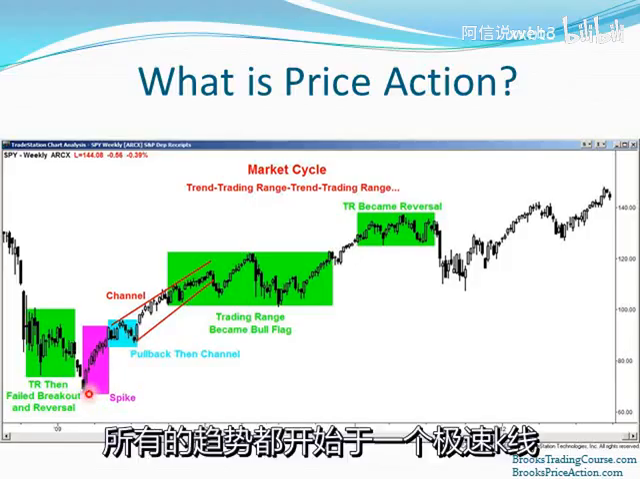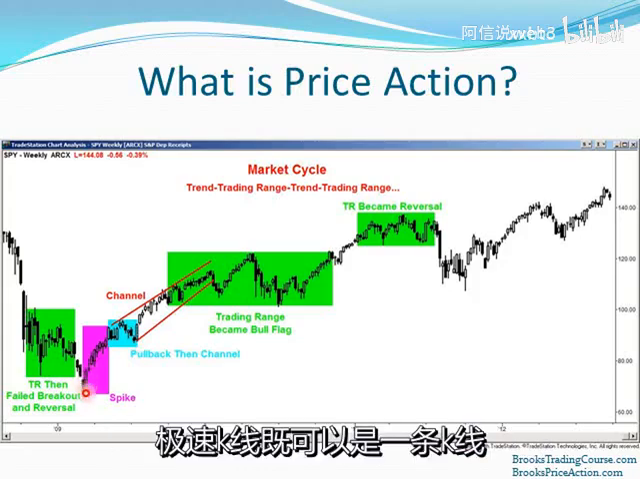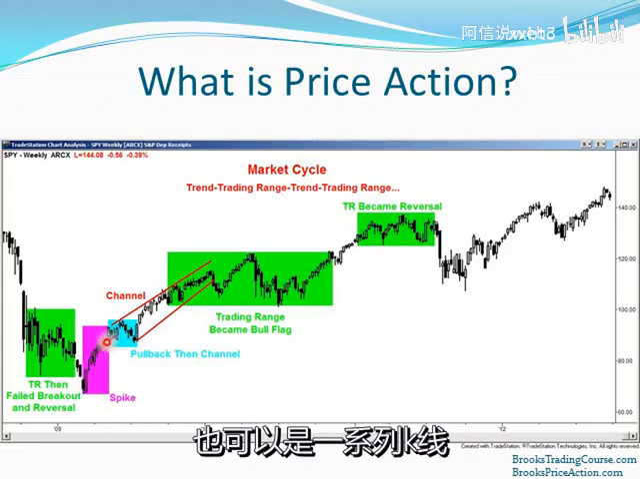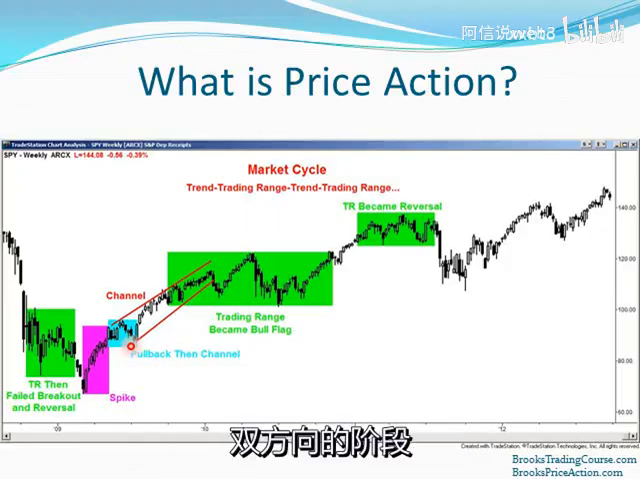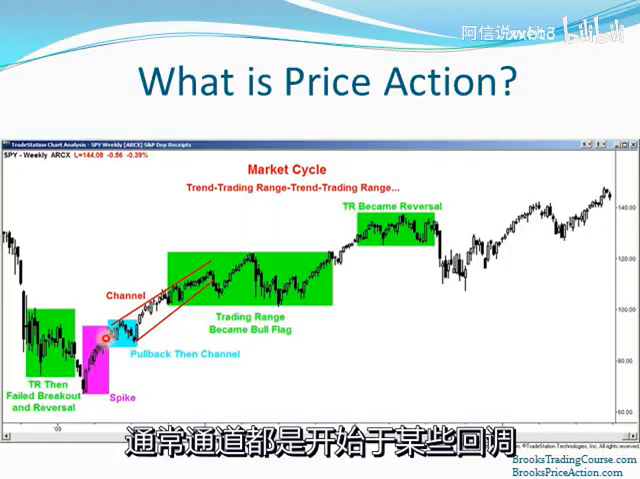All trends begin with a spike. You can call this single bull trend bar the spike, or you can call this series of bull trend bars a spike. As soon as it begins to have a pullback, it's entering a channel phase, a more two-sided phase. So we have a spike and then a channel, and usually the channel begins with some kind of a pullback.